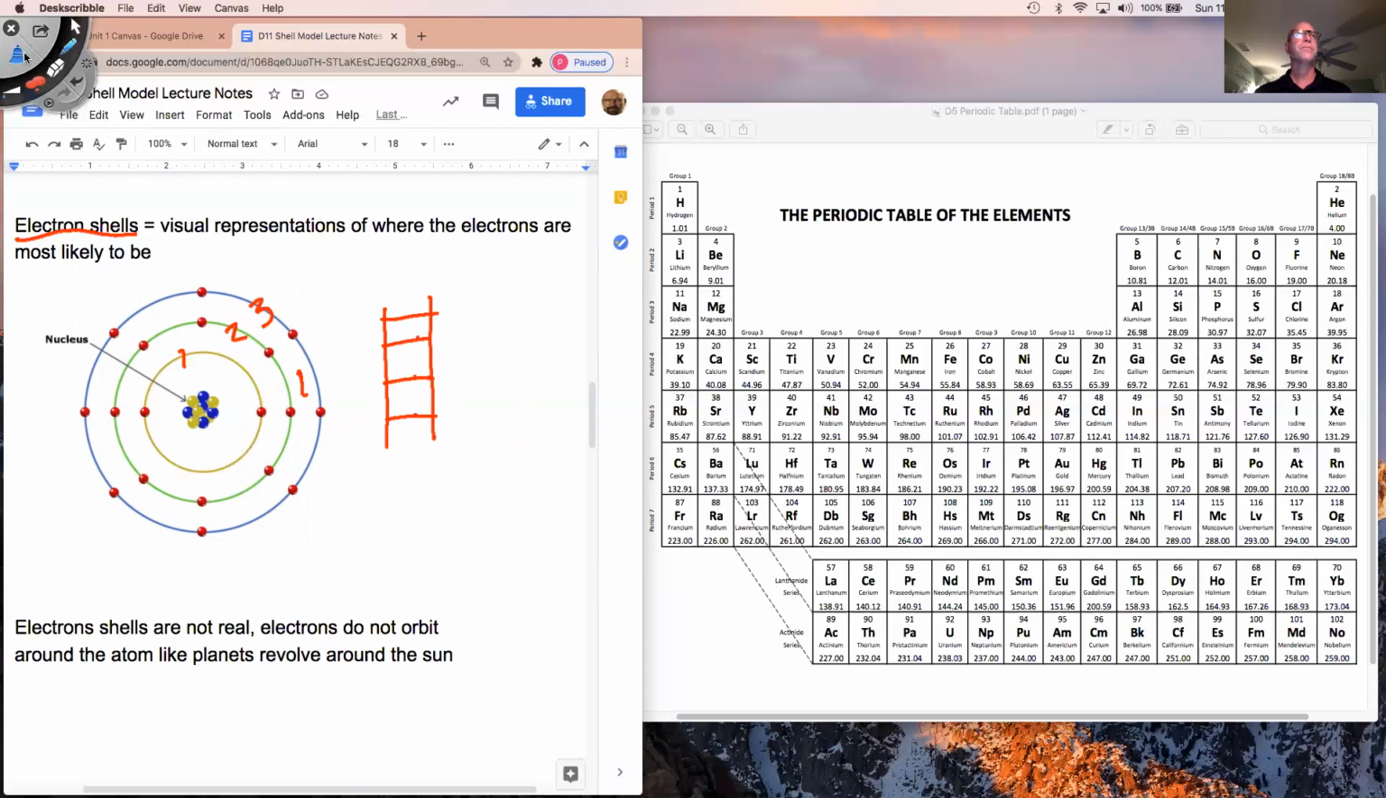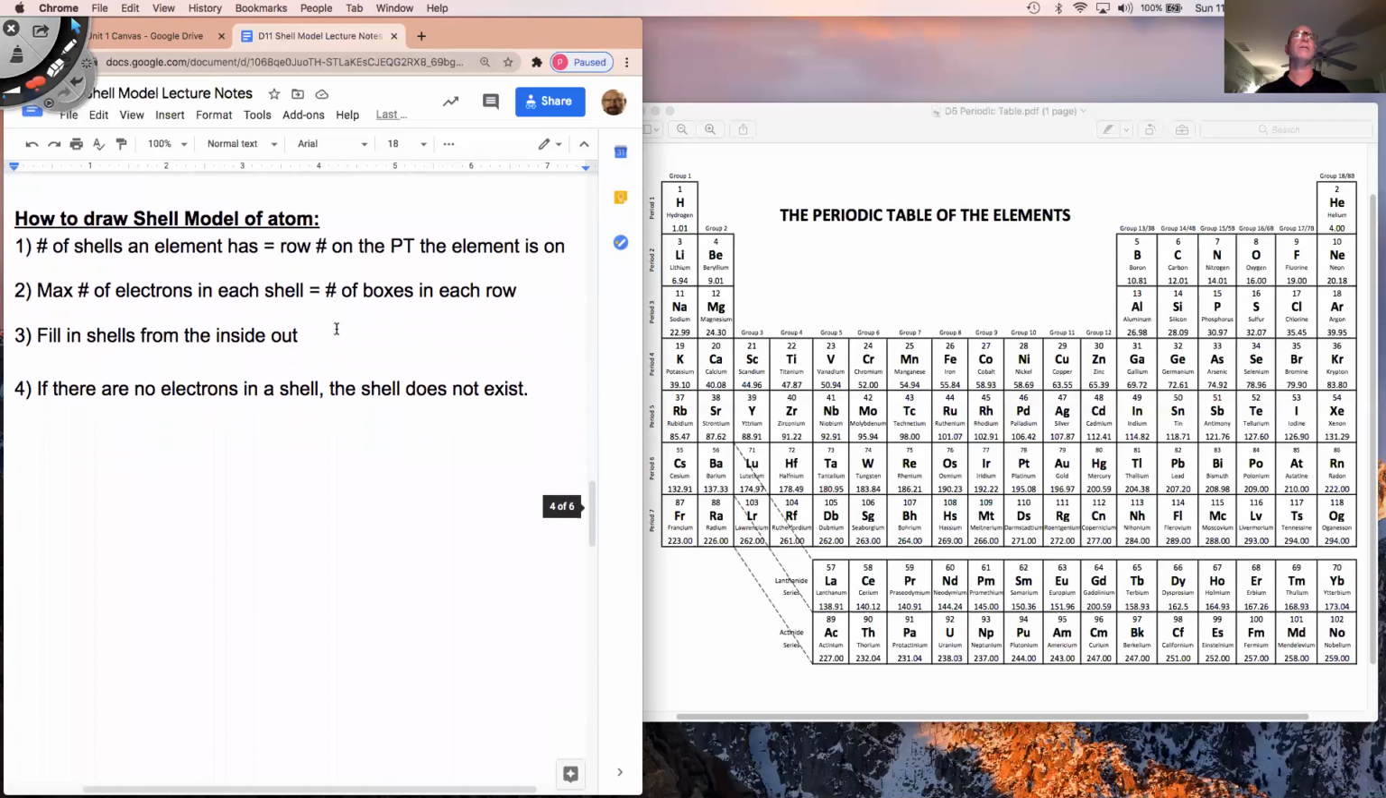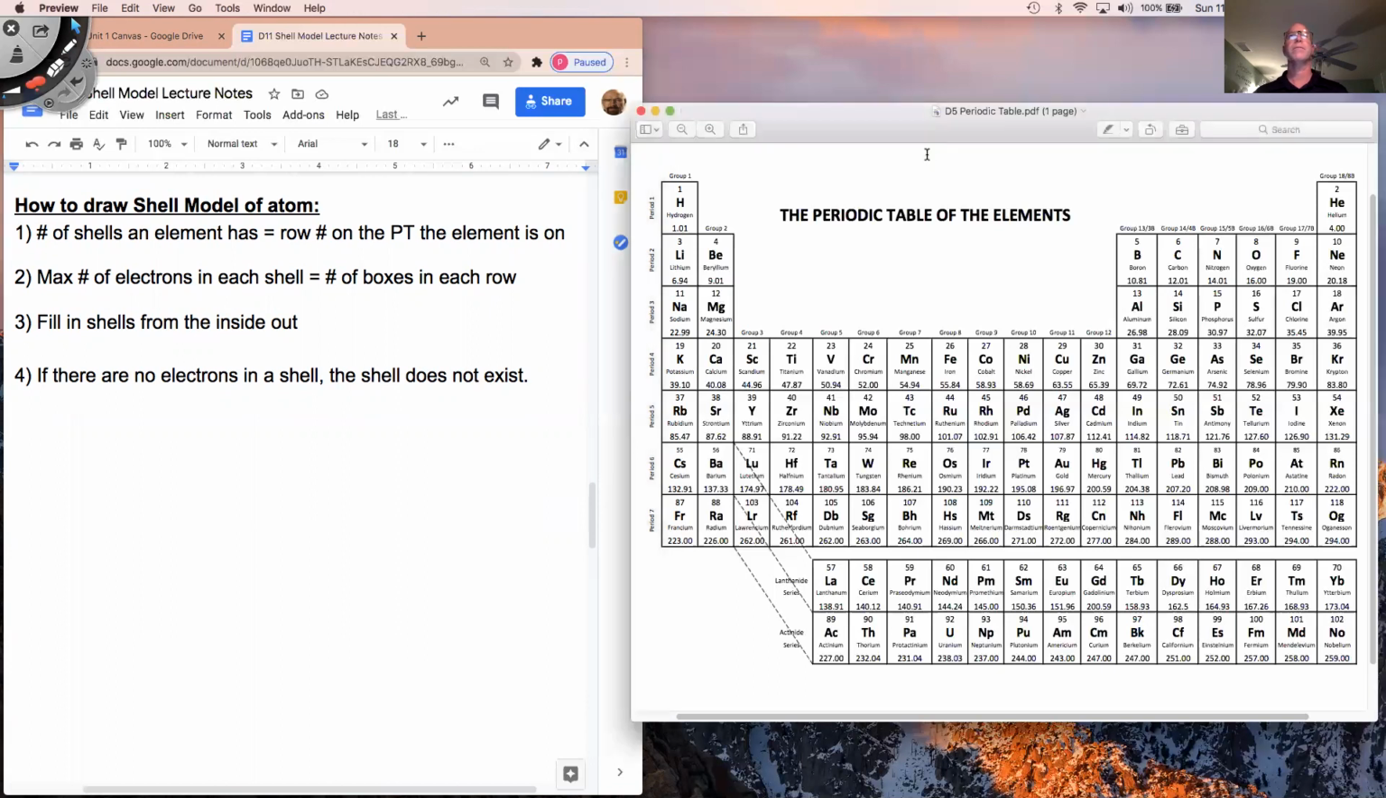So let's move on. Let's take a look at how to draw these shell models of atoms. And this is where we're going to take up most of our time today. All right? So let's take a look. First, let's read the directions. And then we'll go over it again, and I'll go slowly with you.